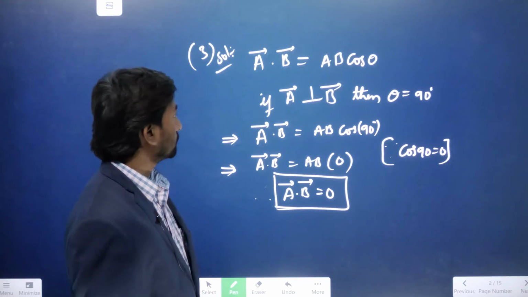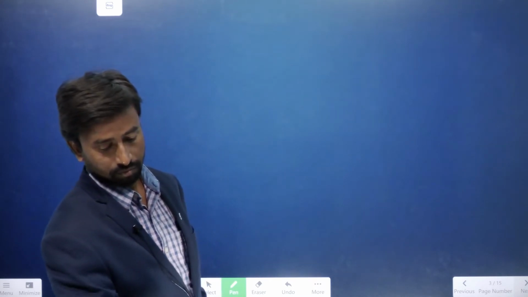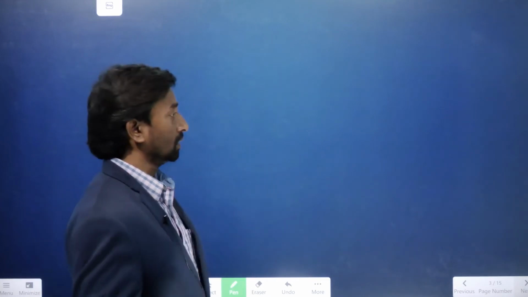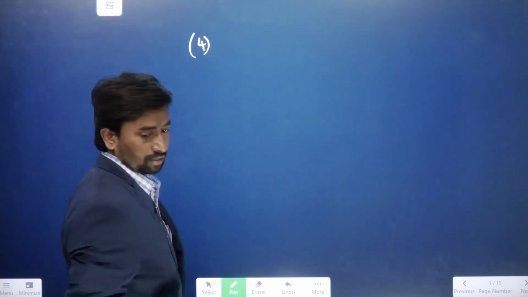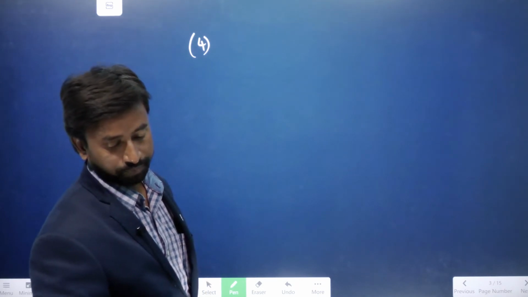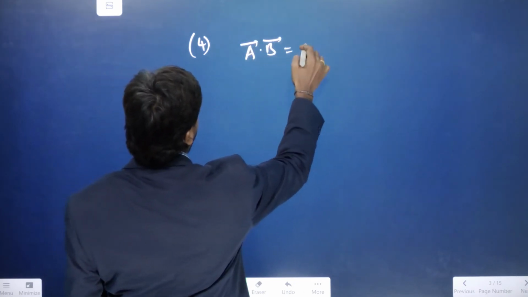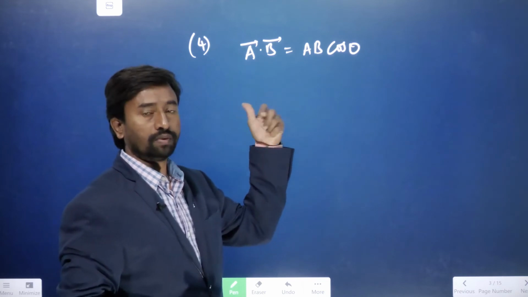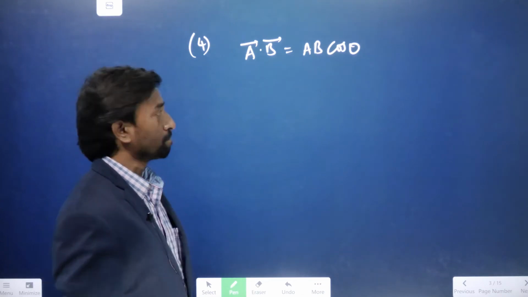Next question. The dot product of two vectors is maximum when the angle between the two vectors is... Okay, so again we can take two vectors, the fourth question, a bar and b bar. From the formula we can write ab cos theta. Now the dot product of these two vectors, when is it going to be maximum? They are asking the angle.